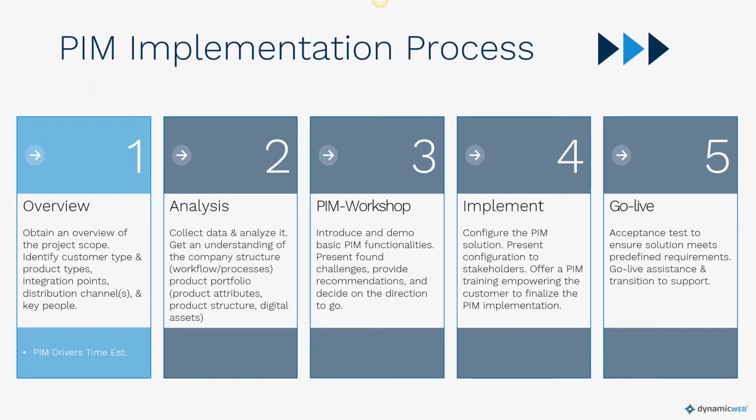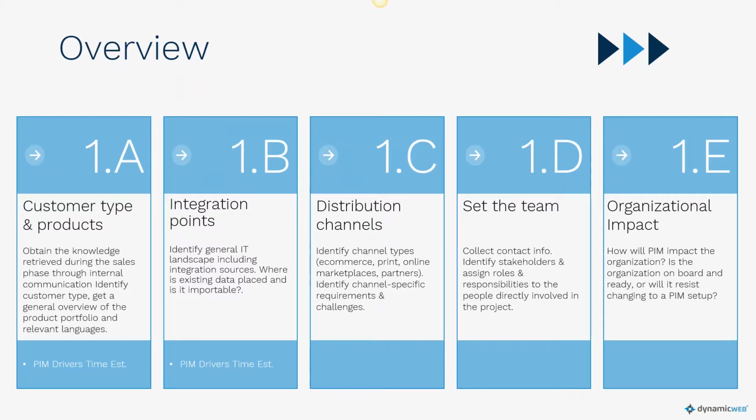So if we dive into step one, these are the sub-steps for the overview. You would get an idea of which customer we're dealing with, which type of products we're dealing with, how many languages should be part of the solution. You'll look into the integration points and the distribution channels. So which integration sources are we dealing with in this project, and which distribution channels are included in the project. And by distribution channel, I basically mean where do we want to send the product information to? Perhaps a website, could be Amazon, could be a lot of different places.